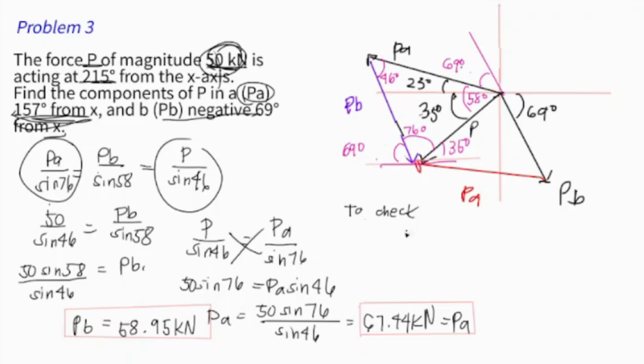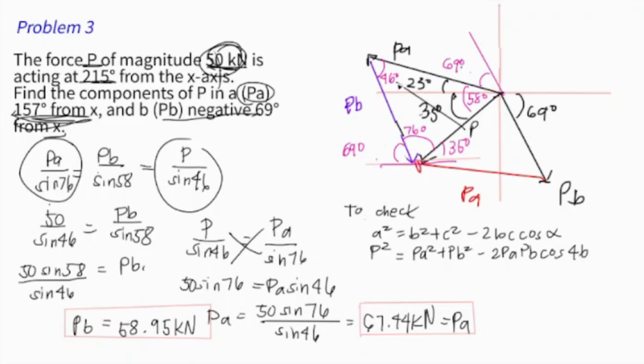So, to check, yung gamitin natin yung formula na A squared is equal to B squared plus C squared minus 2BC cosine alpha. So, yan. Ang gawin natin A dito is yung P squared is equal to B squared natin is PA squared plus PB squared minus 2PA PB cosine yung degree ay yung angle ng P. So, 46. Kasi yan yung opposite dito sa graph. Yan. Tapos, i-substitute natin yung na-solve nating values.